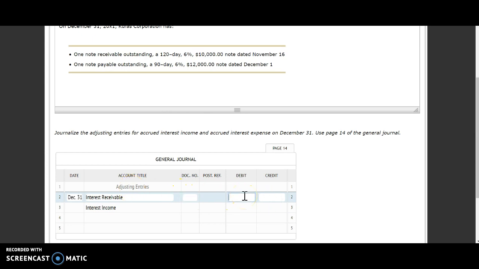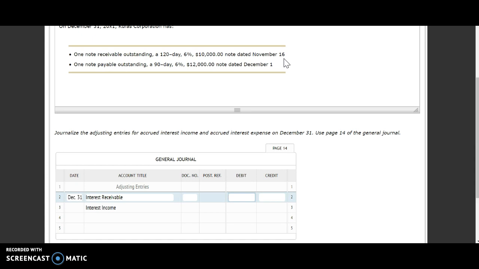So now we need to figure out how much we're going to debit and credit. We're first going to look at the principal amount, which is $10,000. Then we have a rate of 6%, and it's a 120-day note. We don't have it for 120 days yet because notice we signed it on November 16th. So here's where we need to compute how many days we've actually had that note.